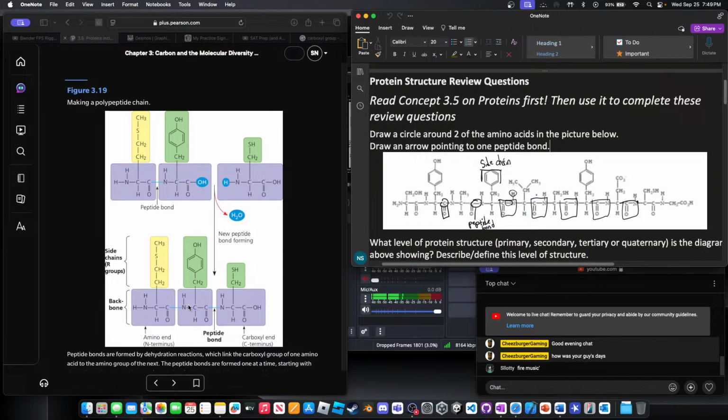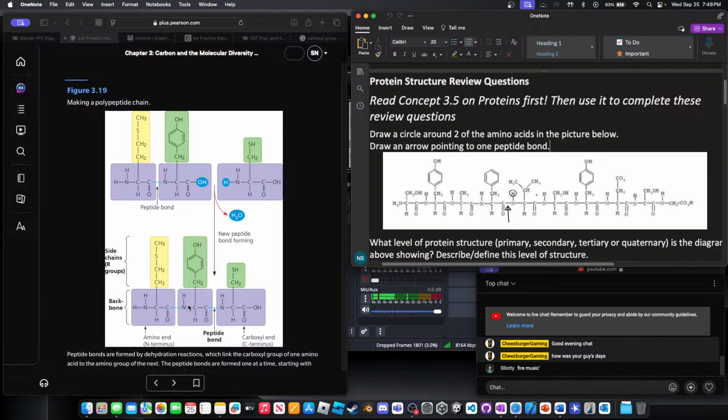So around two of the amino acids pointing to one peptide bond. Okay, so there's just an arrow, just pointing to one. So I'll just draw an arrow right here for the peptide bond. This should be one peptide bond. It should always be next to the carboxyl group, I think. I'm gonna have to ask my teacher just to make sure.